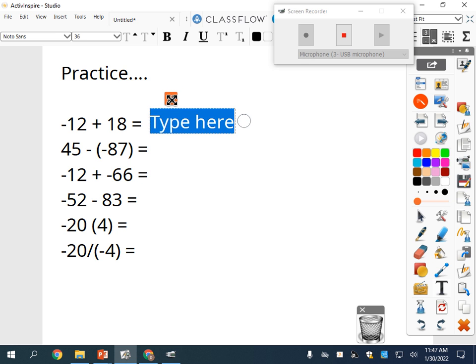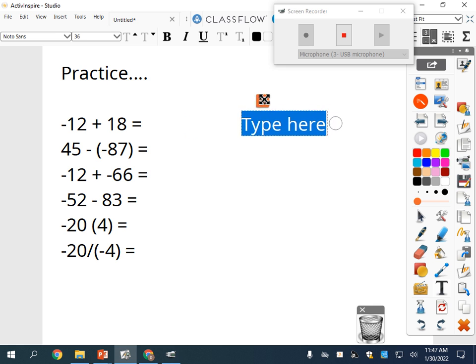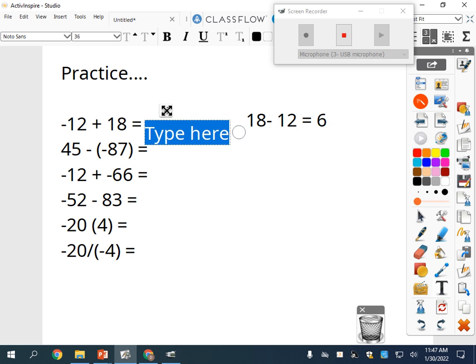Okay, and here we go. We're just going to do this one. I'm adding two different sign numbers, so I'm really not going to add. I'm going to subtract 18 minus 12, which is 6. Okay, all right, and so then this becomes 18 minus 12 is 6. 18 is bigger than 12, and 18 is positive, so it's a positive 6.